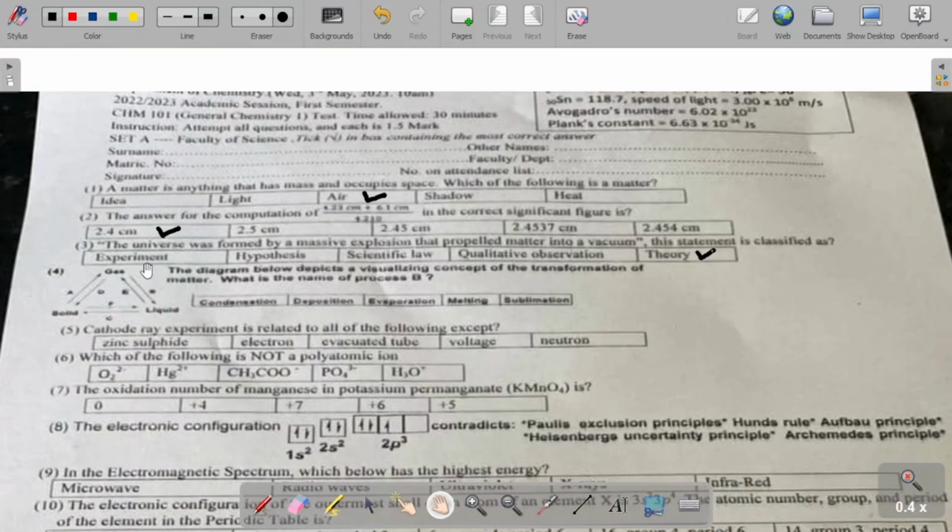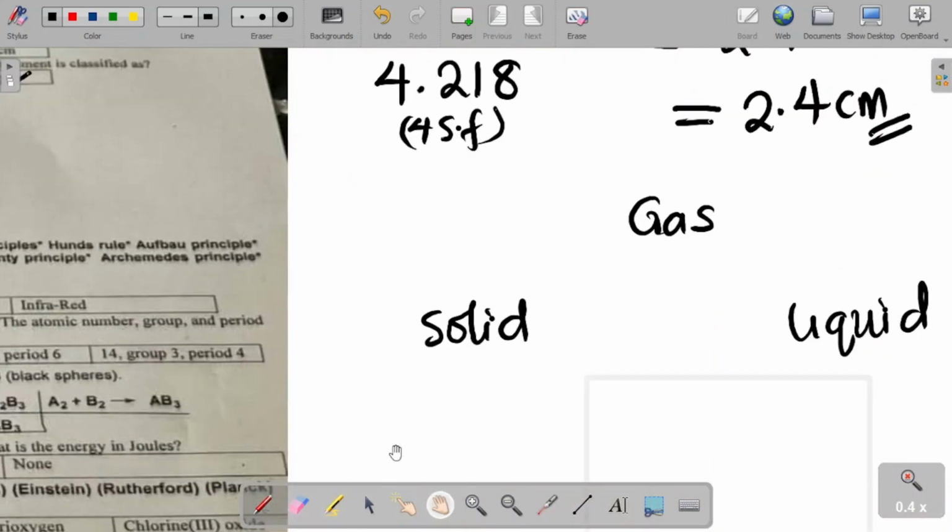Solid to gas is A. Gas to liquid is B. So solid to gas is A. So you have A running this way.